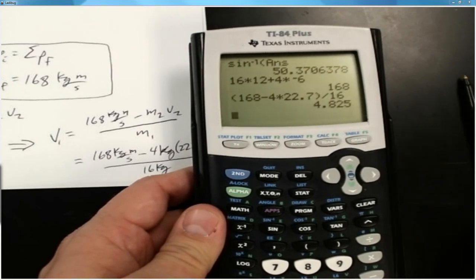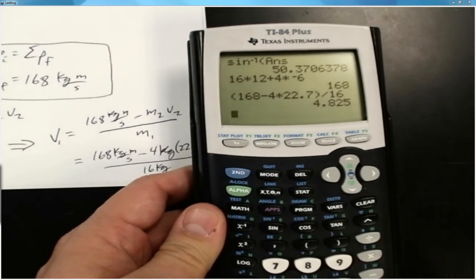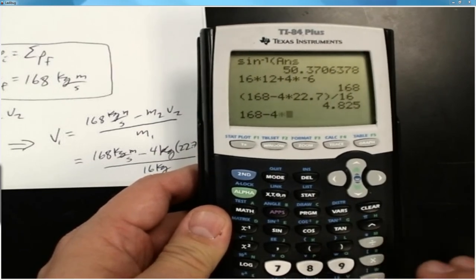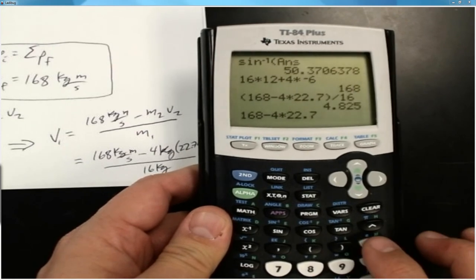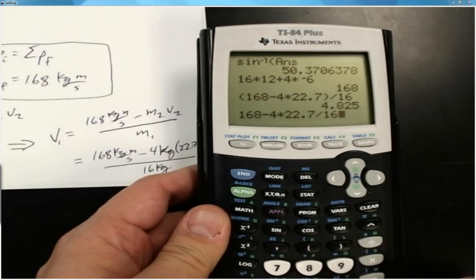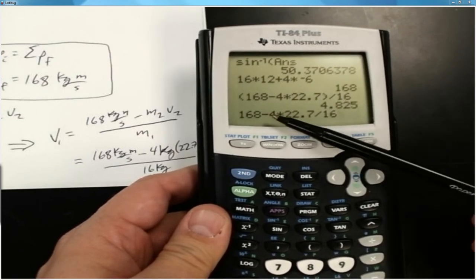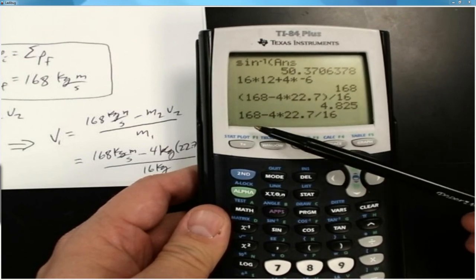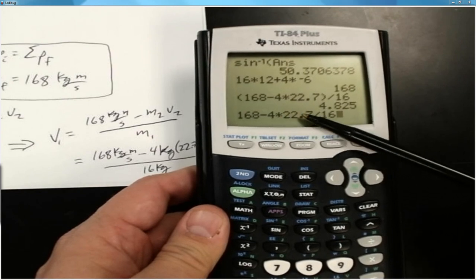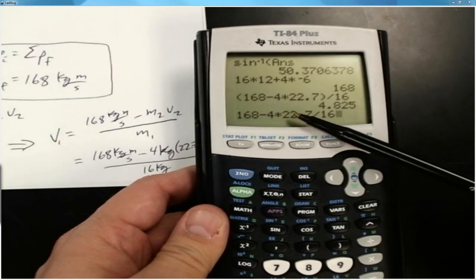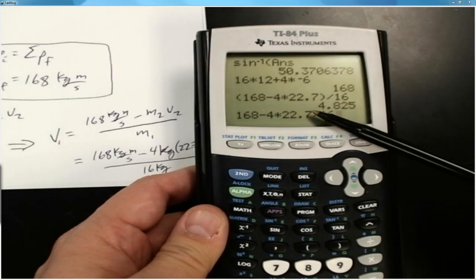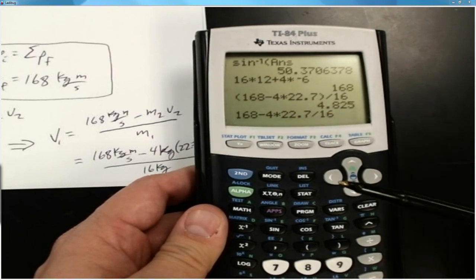I'm going to show you what would happen if you did not do this right. If you did not put that parentheses in the top, this is what you get. 168 minus 4 times 22.7. This is what a lot of kids do. They just hit divide because they didn't put parentheses around the top. And it's 16. And I'm going to tell you why this is wrong. This is wrong because your calculator is following your directions. You told it to take 168 and subtract 4 times 22.7 divided by 16 from it. So the first thing it's going to do is say 4 times 22.7, divide that by 16, and then it'll take that number away from 168. That's not what you want.